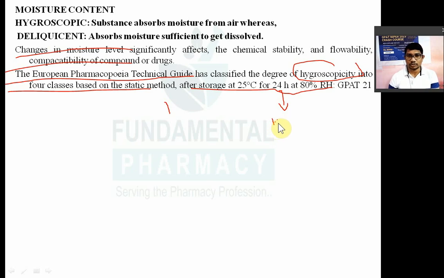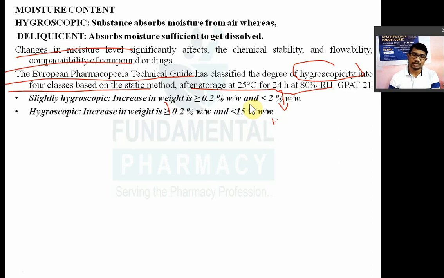If it is very hygroscopic, its weight will increase a bit more, and if it is deliquescent, it will become liquid. So based upon that, the European Pharmacopoeia technical guide has classified hygroscopicity into 4 classes based upon the static method. So you have to pre-weigh the compound and subject the compound to a controlled condition like 25 degrees Celsius temperature, 24 hours time, 80% relative humidity. Now you have to check the weight of that compound.